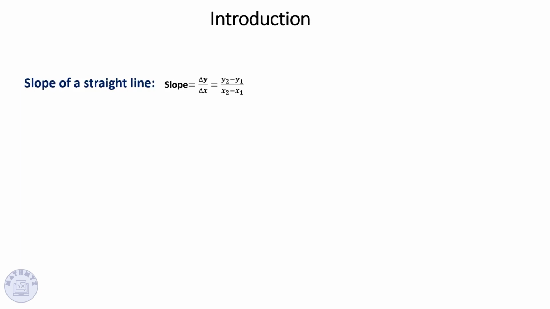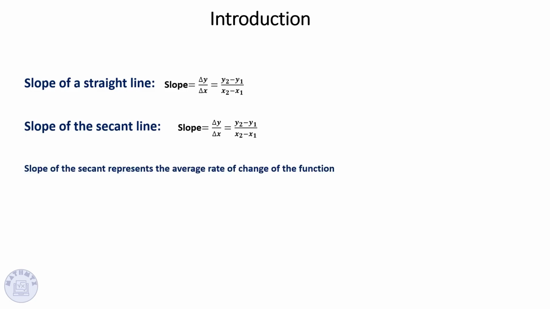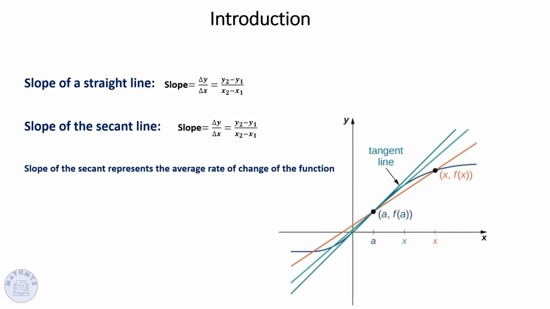Alright, so we'll start with the basics. You have the slope of a straight line as y2 minus y1 over x2 minus x1. You studied this before. And the slope of the secant line is the same formula. Now, the slope of the secant line represents the average rate of change of the function.